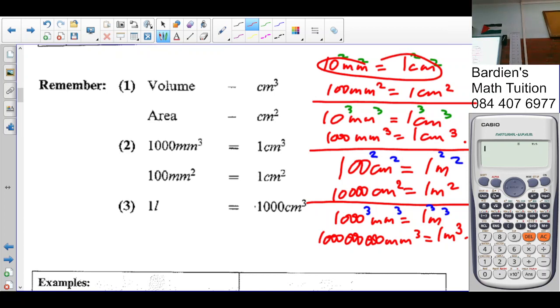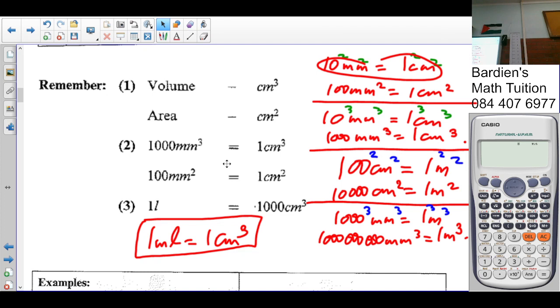But a very important one that we look at here is that 1 milliliter is equal to 1 centimeter cubed. That's a golden conversion there. Mustn't forget that. When we're converting volume to capacity, capacity is normally the measurement of milliliters and liters and so on.